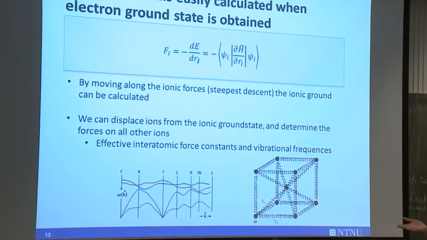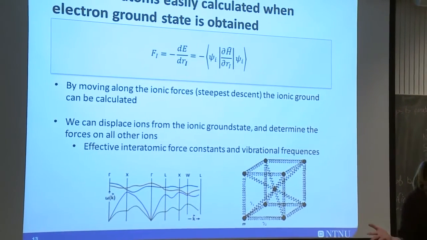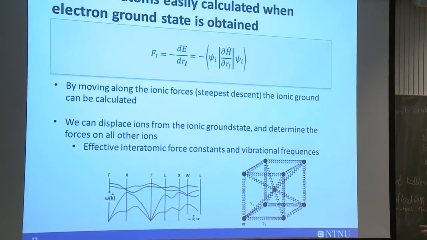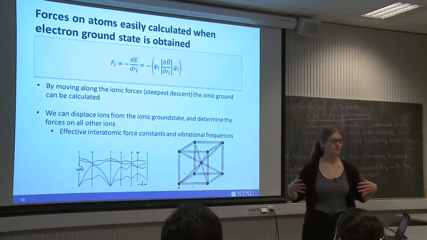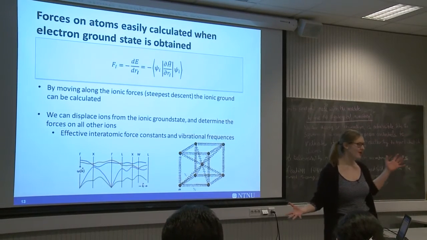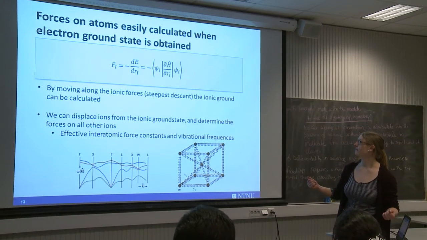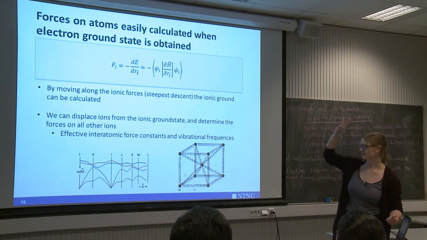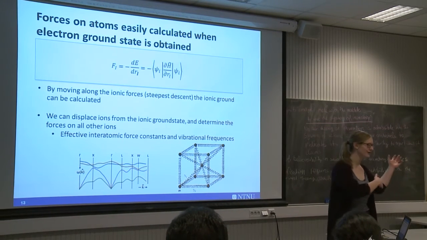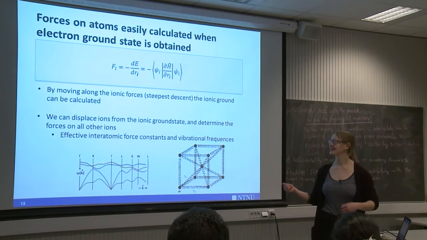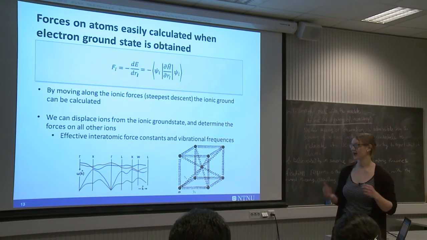So then we know how we obtain the electronic ground state, and now it's super easy to find the ionic ground state. So, or maybe not to find the ground state, but at least from when you know the Hamiltonian and you know the set of correct wave functions because you have the right density functional, right electron density, you can easily calculate forces on ions, and then you just move along the steepest descent of the ionic forces to obtain the ionic ground state.